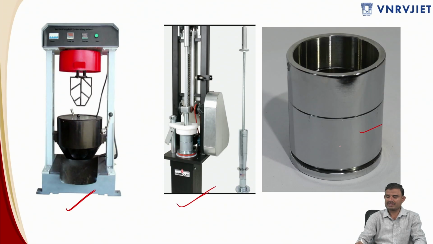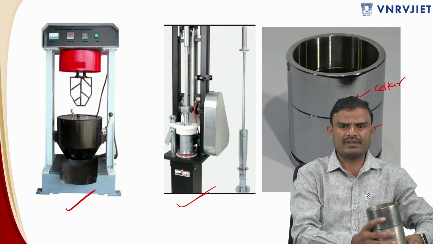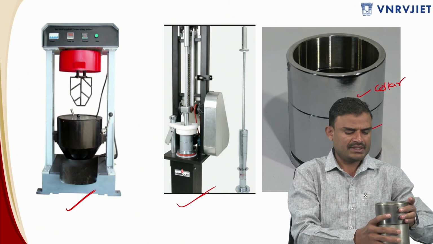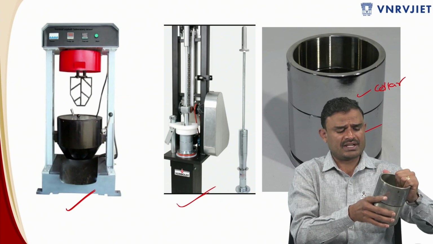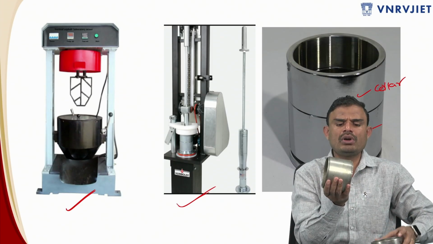So the bottom one is nothing but the Marshall mold, and the next one is a collar mold, and this is a base plate. Okay, so I have got a sample of this Marshall mold. So you can see this. This is the Marshall mold, which is on the bottom side. We are going to have a groove on the top side and the bottom side.